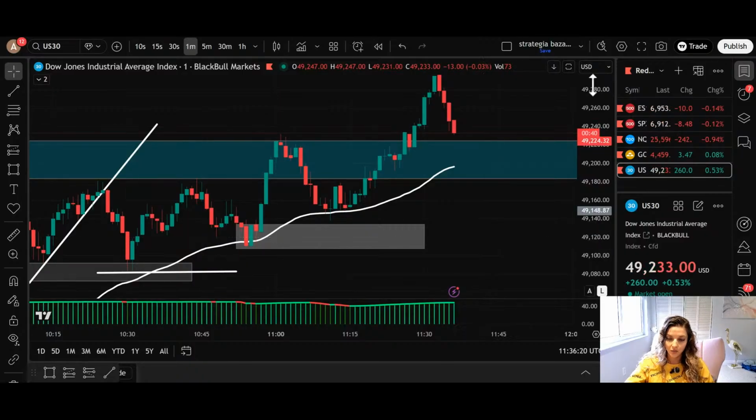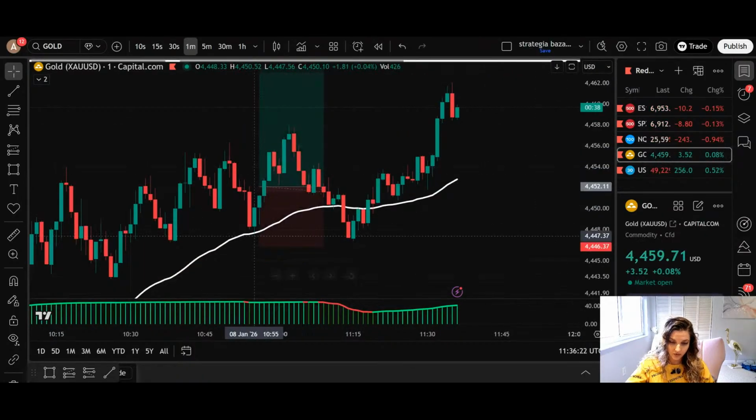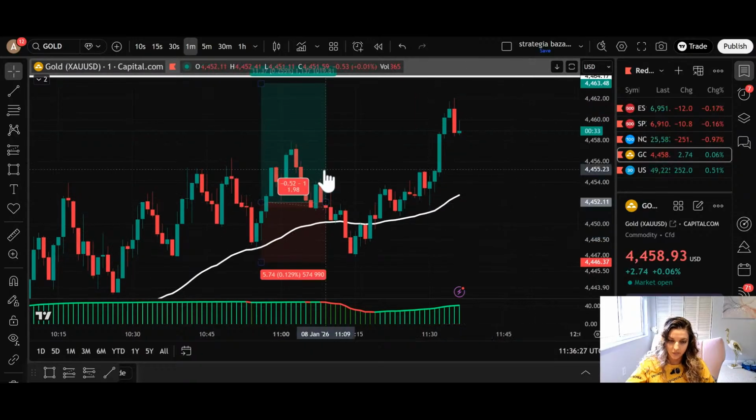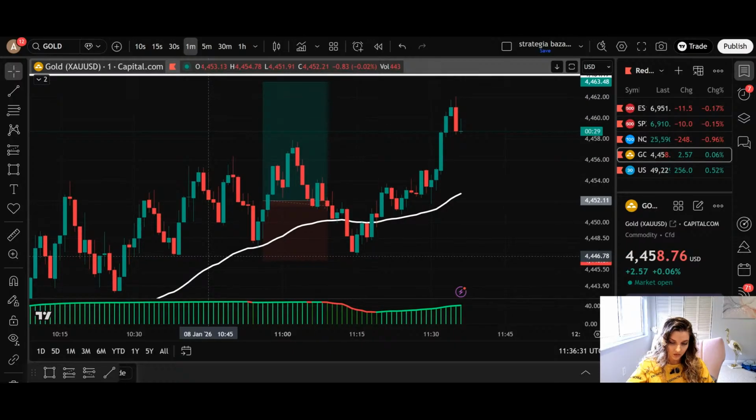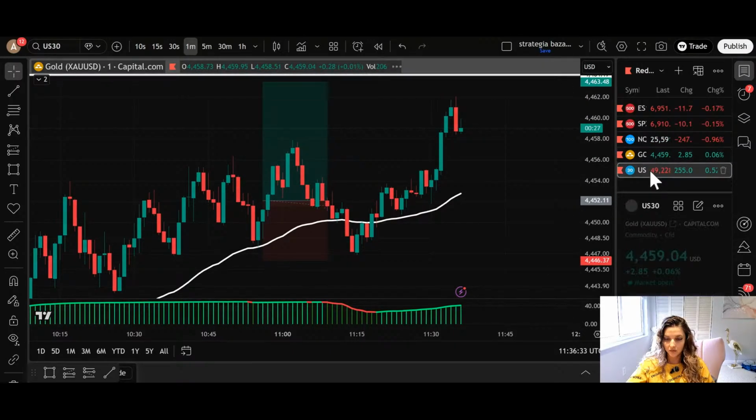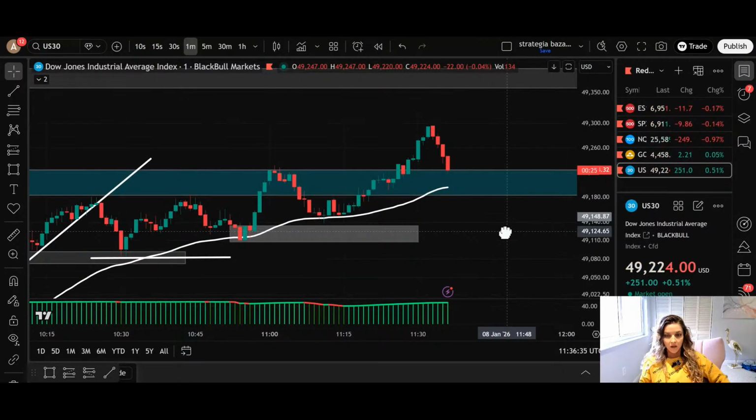In gold, I take stop loss. Me too. I took the stop loss because it hit it, you see, right here. But maybe I should work a little bit on my stop loss. Here we go. You say I accept it.